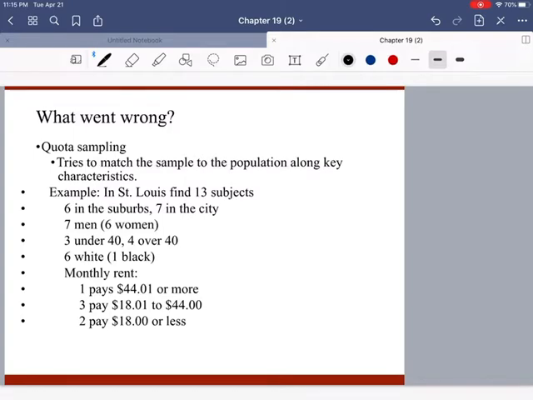So take St. Louis, for example. In St. Louis, they decided to survey 17 subjects, or people. And when they did this, they tried to match the characteristics of the population as closely as possible. So they did about half suburbs, half city, which in St. Louis is about the population. Half the people live in the suburbs, half live in the city. About half men, half women. Again, following that, about half under 40, half over 40. The population of white to black at that time was 6 to 1, so they tried to match that. And then the same with monthly rent, to get different levels of income surveyed there.